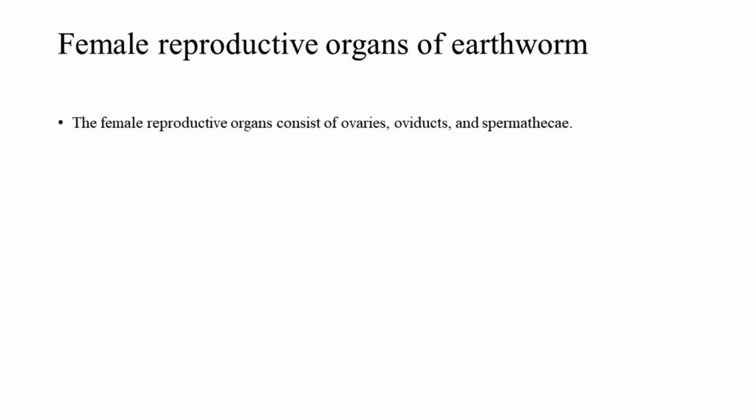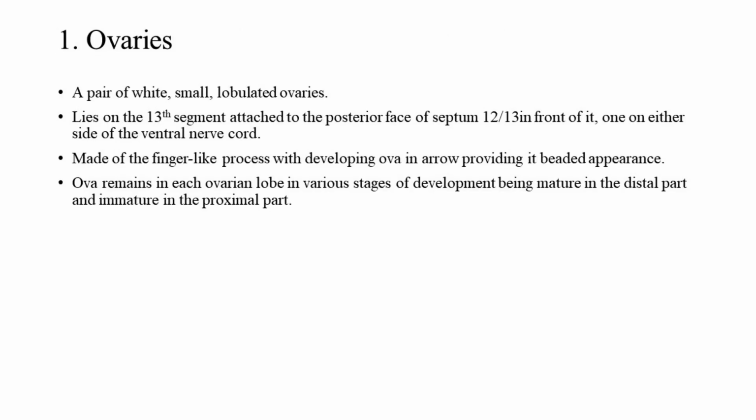Female reproductive organs of earthworm. The female reproductive organs consist of ovaries, oviducts, and spermathecae. 1. Ovaries. A pair of white, small, lobulated ovaries. Lies on the 13th segment attached to the posterior face of septum 12/13, in front of it, one on either side of the ventral nerve cord.